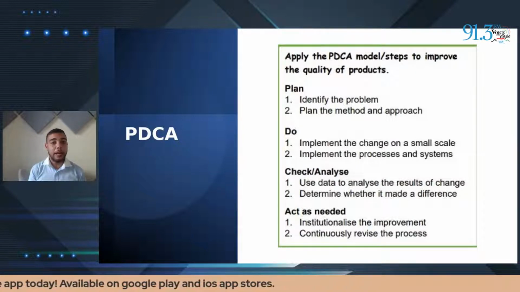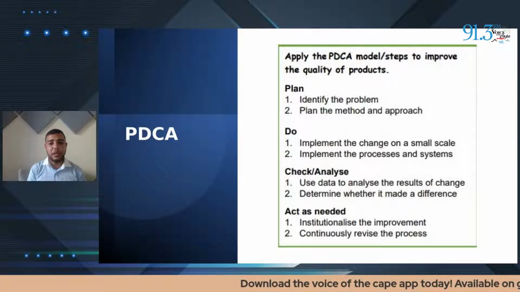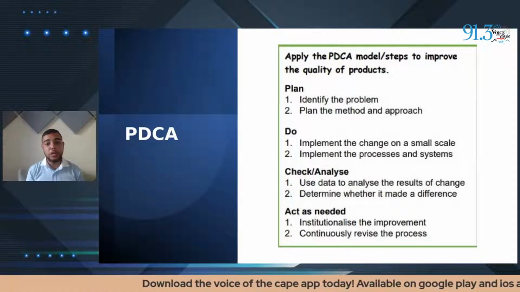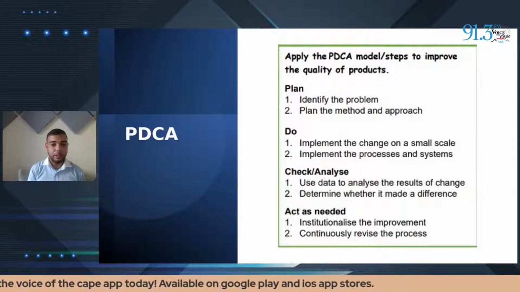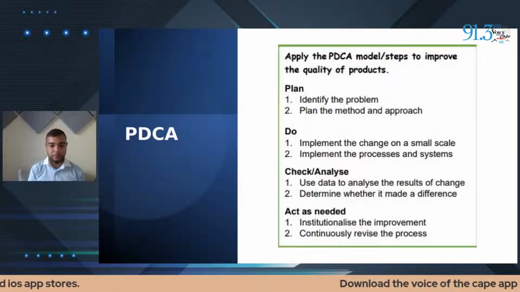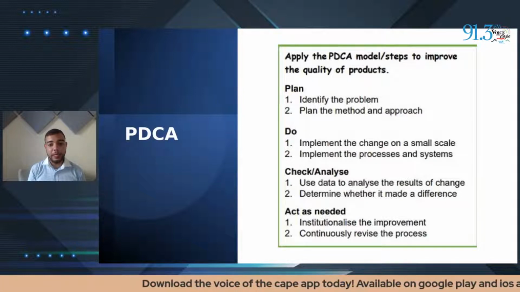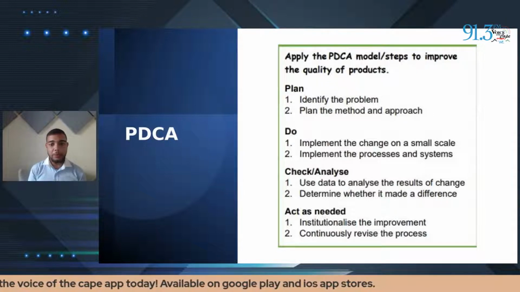So, what is plan? Plan is to identify the problem, plan the method, and approach. You do this in your daily lives as well. Do: implement the change on a small scale and implement the processes and systems. Check: use data to analyze the results of change, determine whether it made a difference. The last one would be act: institutionalize improvement, continuously revise the process. So, firstly, plan, do, check, and then act.